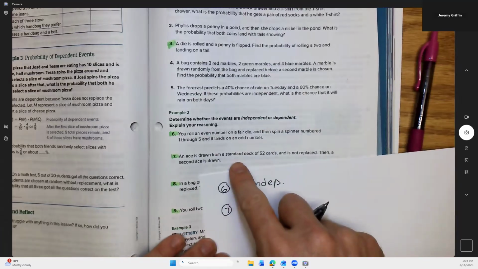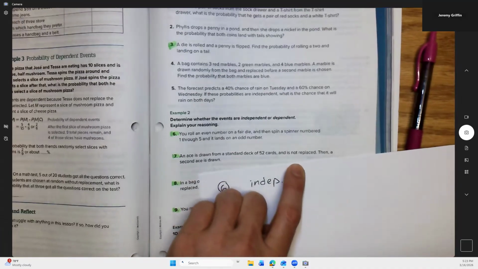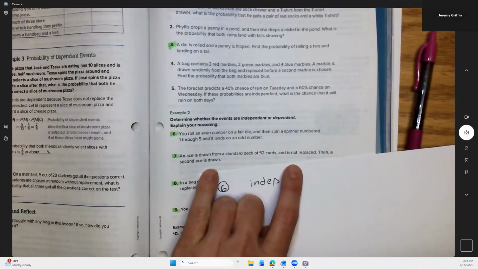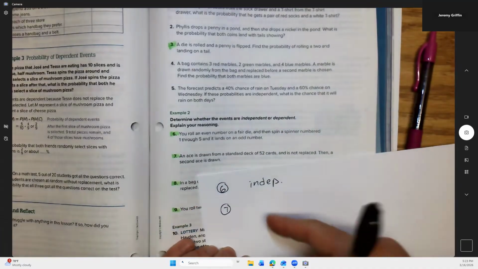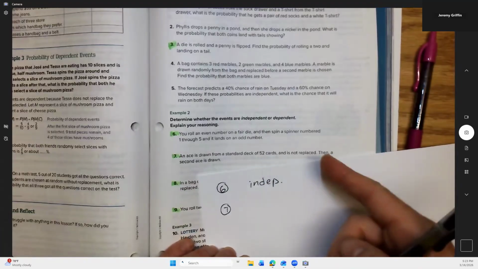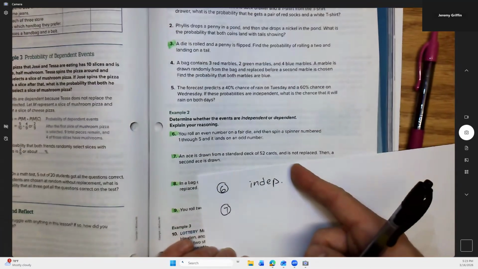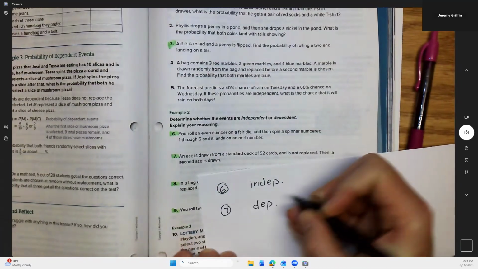Number 7, an ace is drawn from a deck of 52 cards and is not replaced. Then a second ace is drawn. Yeah, remember that? I was breaking out the deck of 52 cards. Okay. Well, once you draw one card and you don't replace it, now the number of cards in the deck goes down to 51, right? And the proportions of the cards change. So that would be dependent.